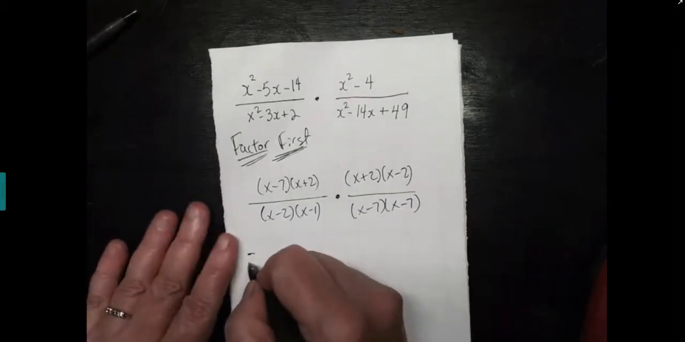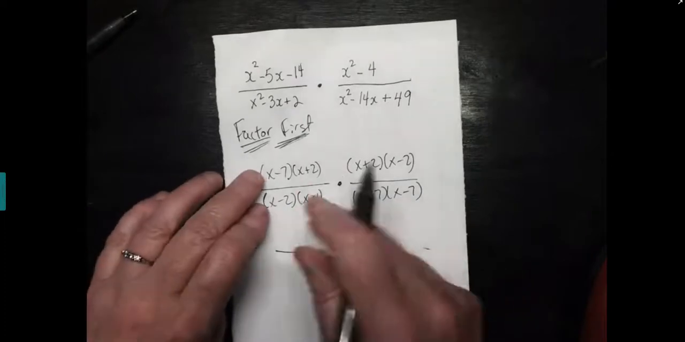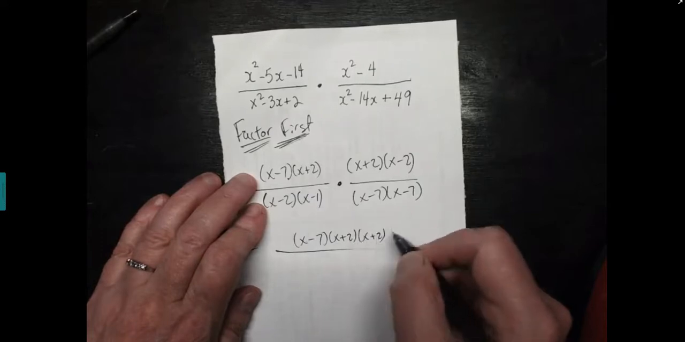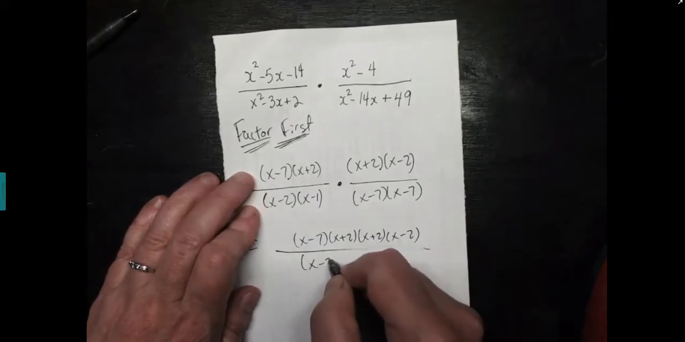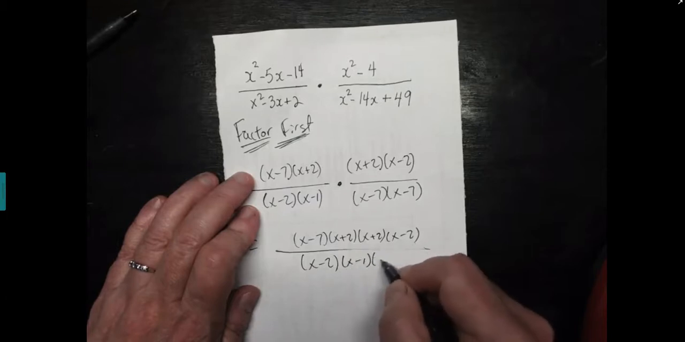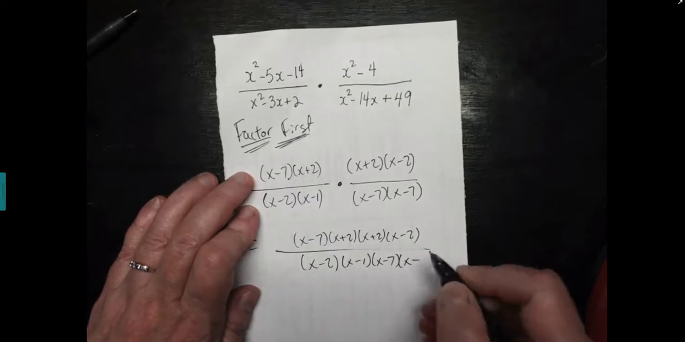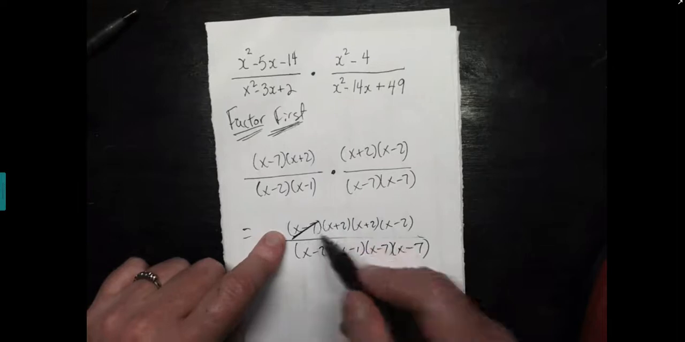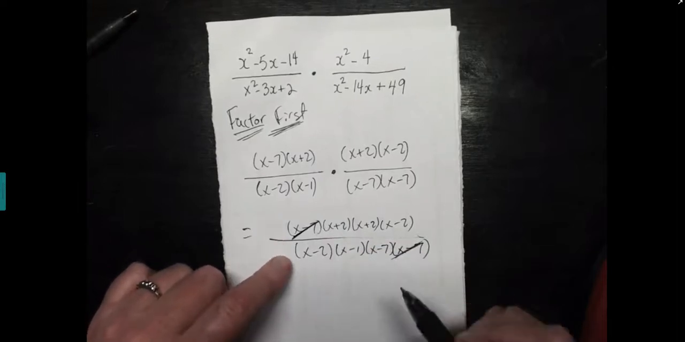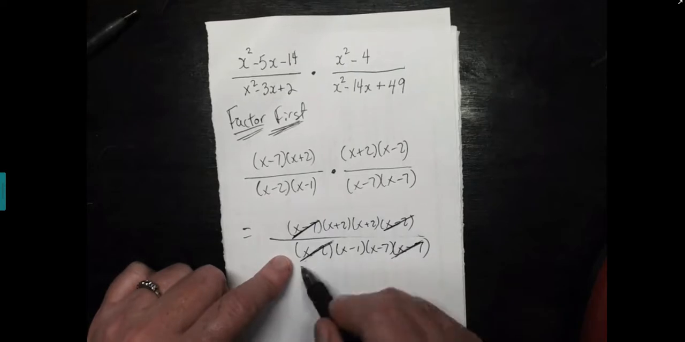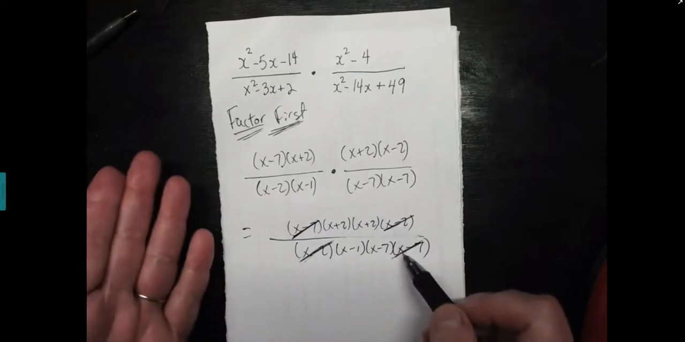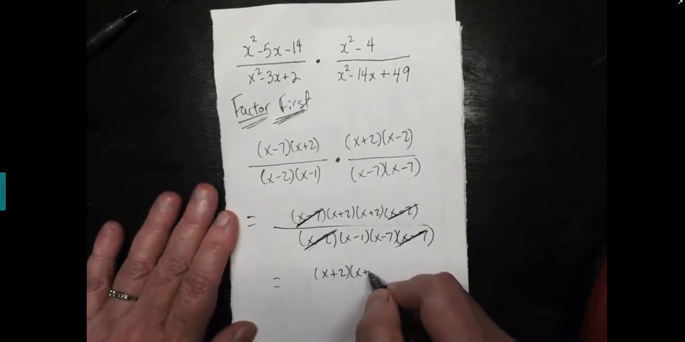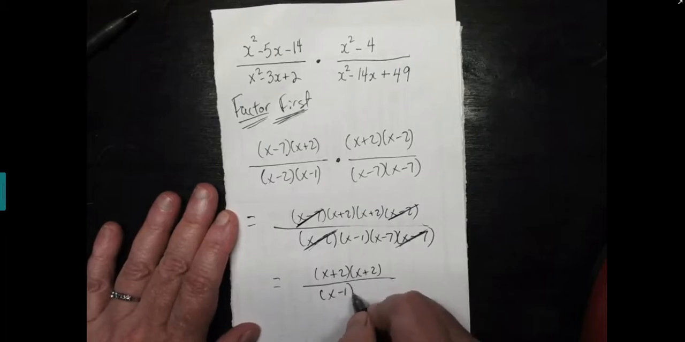And now if I put these all together, I multiply the numerators and multiply the denominators, and we now have products in both. And so now I can look to see if I have any cancellation. And sure enough, I've got an x minus 7 and an x minus 7 there. I have an x minus 2 and an x minus 2 that will cancel. Will anything else cancel? I don't see anything else that will cancel. So I'm getting that for my answer.